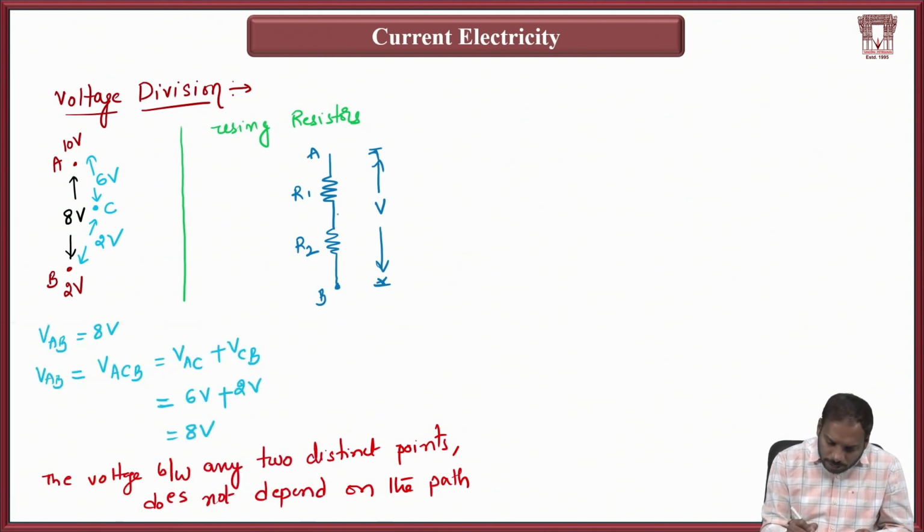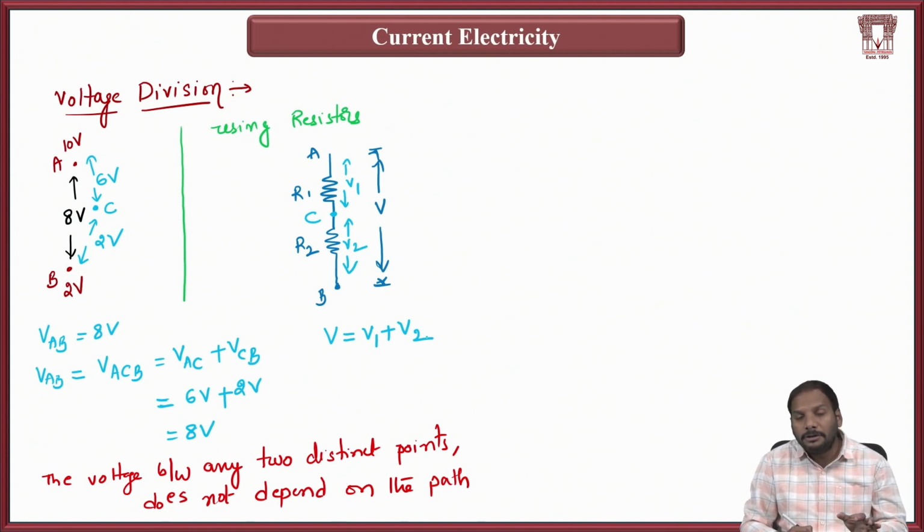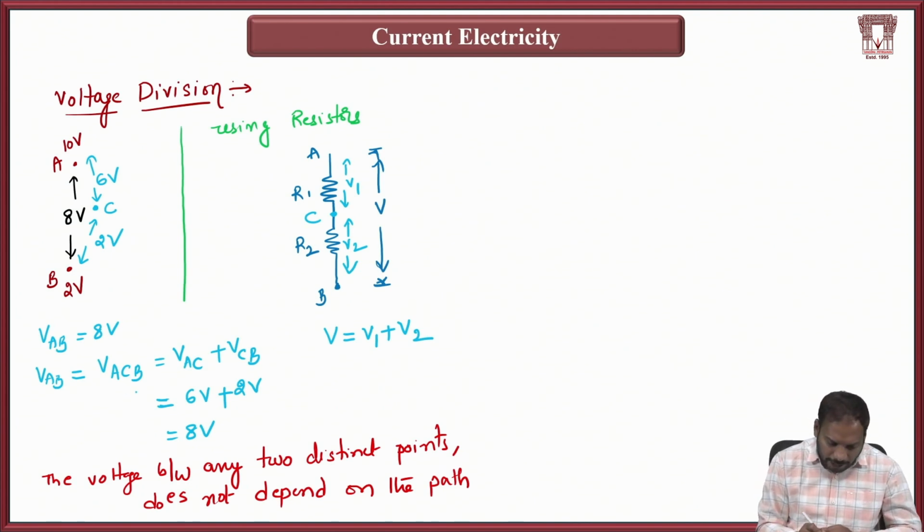Now if I consider an extra point C here, I calculate the voltage across the resistor R1 as V1 and the voltage across R2 as V2. Now we can write a simple statement: V is equal to V1 plus V2. So the overall voltage between points A and B is equal to the sum of two individual voltages, VAC and VCB. VAC plus VCB is directly equal to VAB.